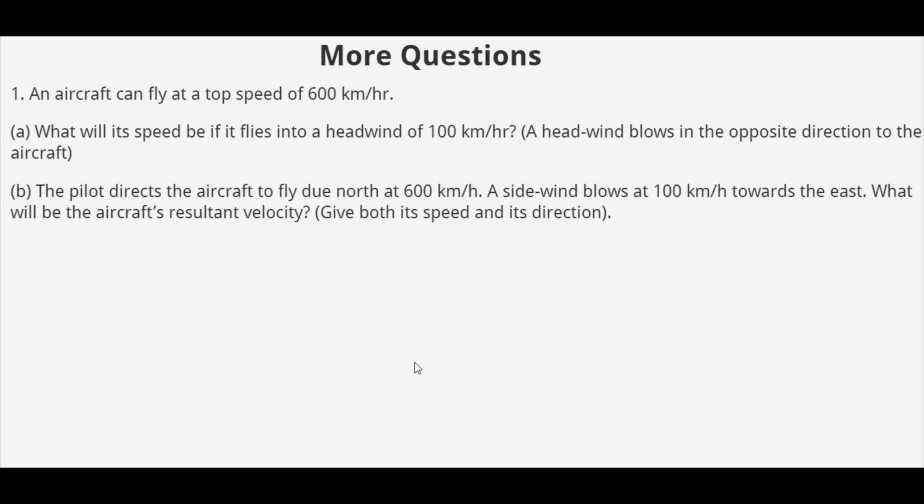B. The pilots direct the aircraft to fly due north at 600 km/h. A side wind blows at 100 km/h towards the east. What will be the aircraft's resultant velocity? We have to give both its speed and its direction. Now, we want to look at the solution from the next slide and analyze one, then the other.